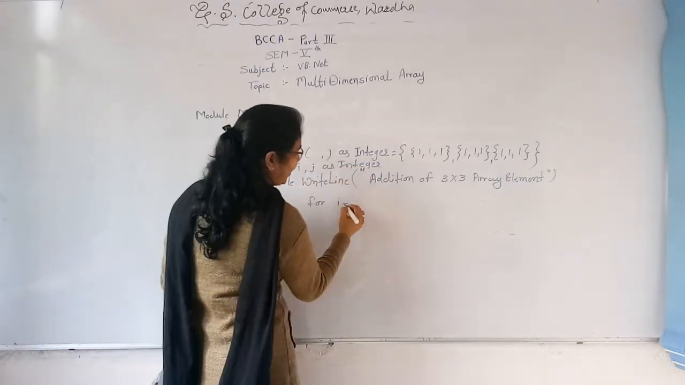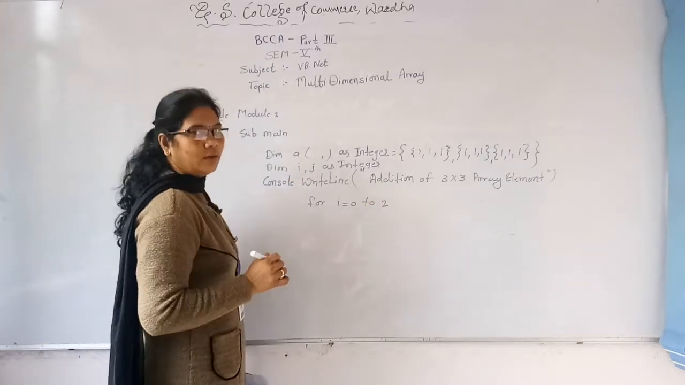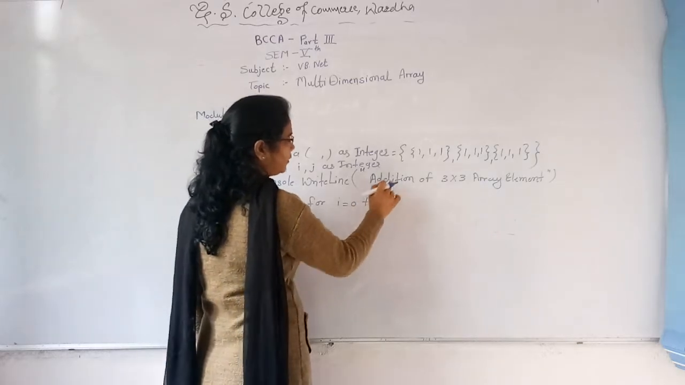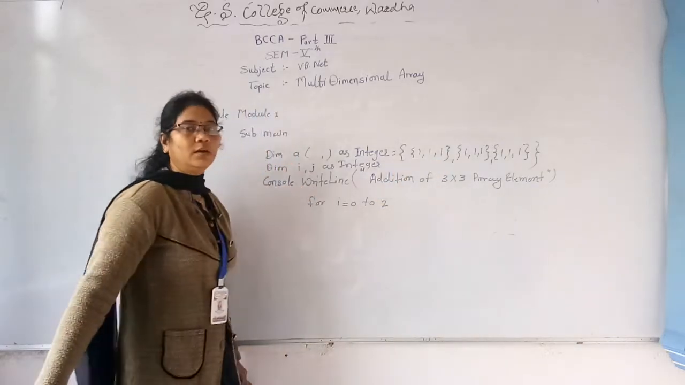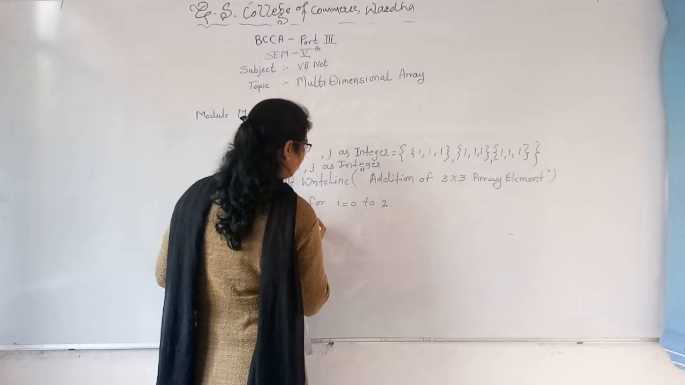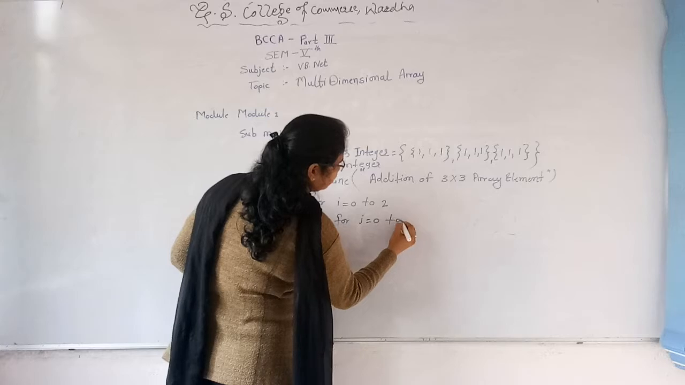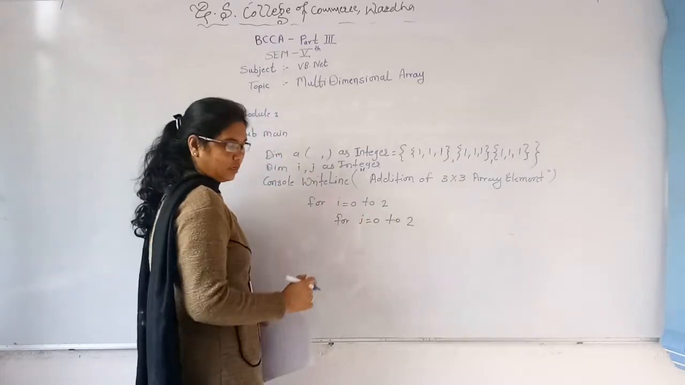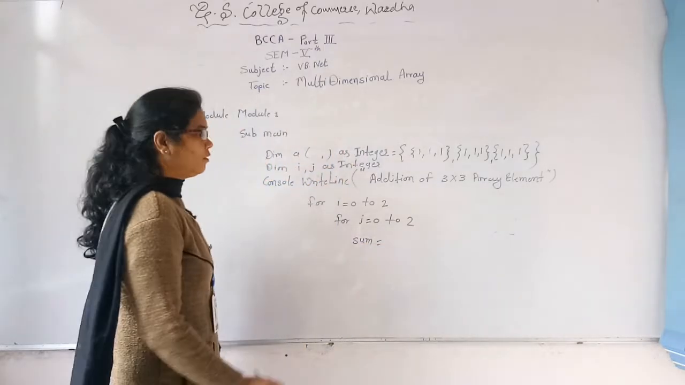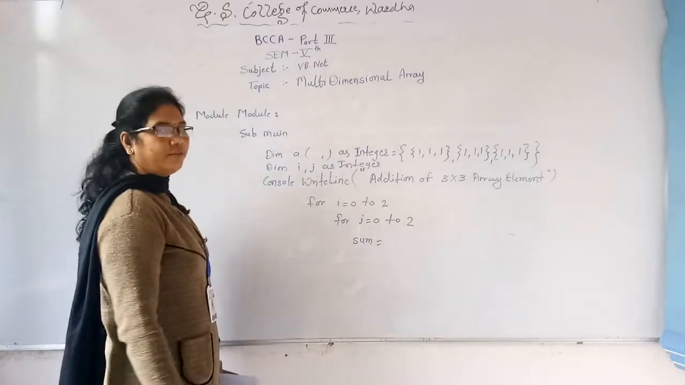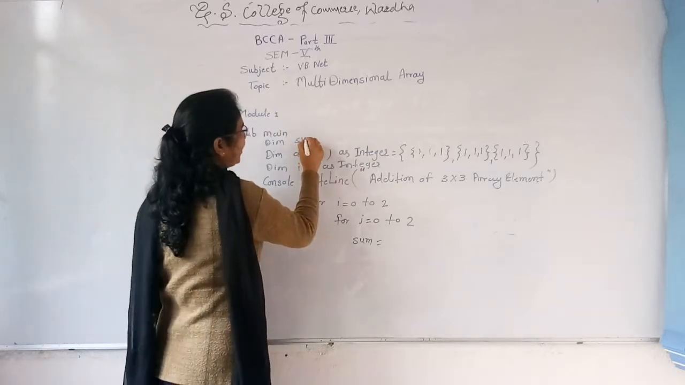So i equals 0 to 2. Why? Because the limit of that particular array is 3 and the index starts from 0. That's why here I write 2. Then again for j equals 0 to 2. That means 3 into 3. Then sum. Again the error occurred here. Why? Because we didn't define the sum variable here. So we have to declare the sum variable as integer.